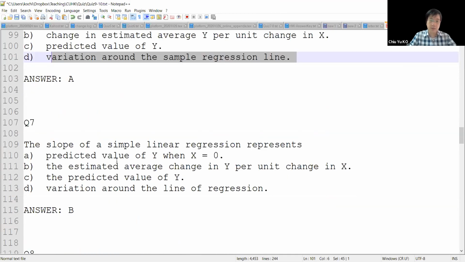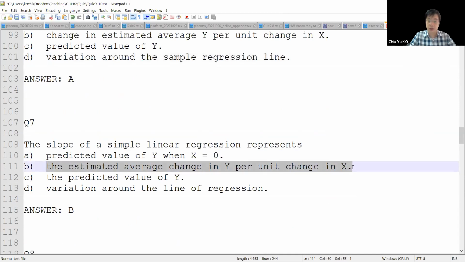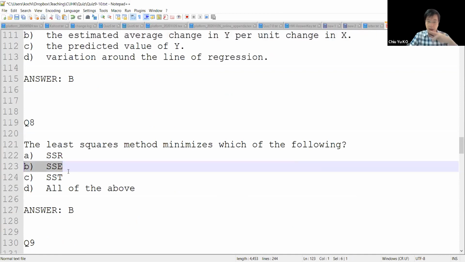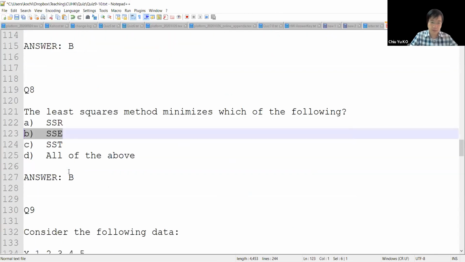And the slope will be the b, as we said. How one unit change in x changes, on average, how much y would change. And the least square estimate actually minimizes the SSE. I hope that is clear to you, because this is the y minus y hat.